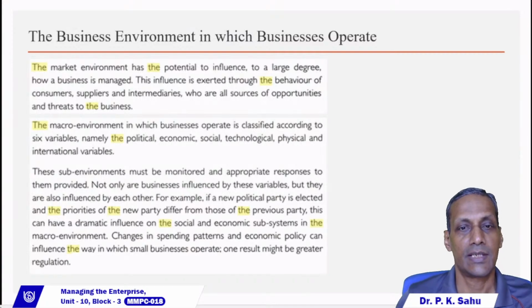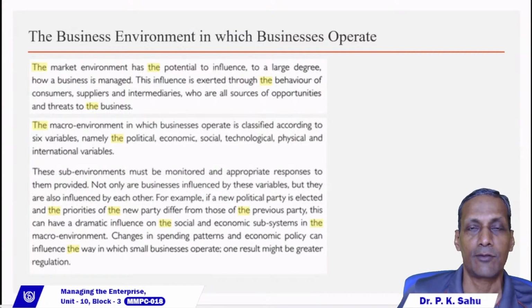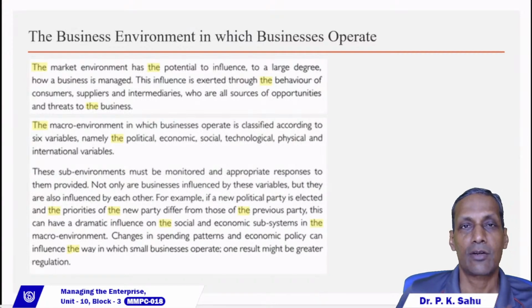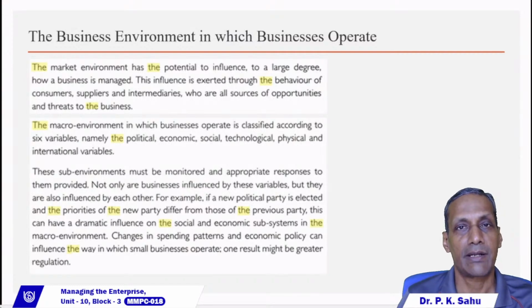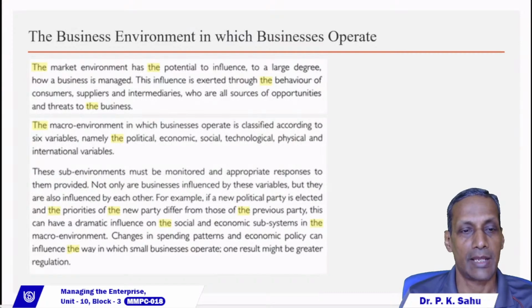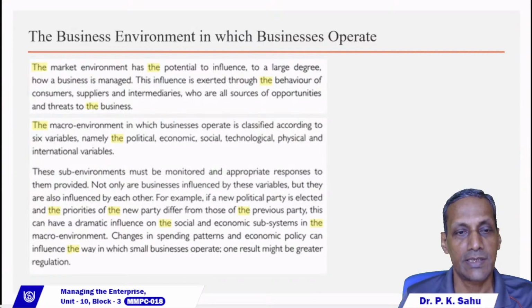Not only are businesses influenced by these variables, but they are also influenced by each other. For example, if a new political party is elected and the priorities of the new party differ from those of the previous party, this can have a dramatic influence on the socio-economic subsystems in the macro environment. Changes in spending patterns and economic policy can influence the way in which small businesses operate. One result might be greater regulation.